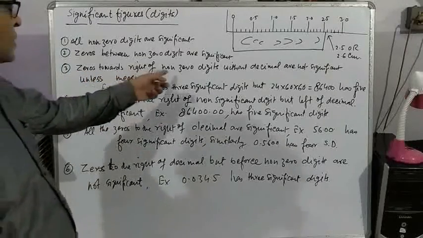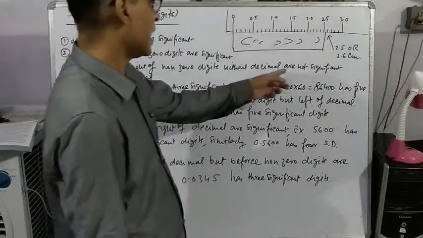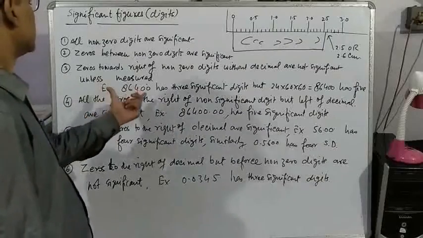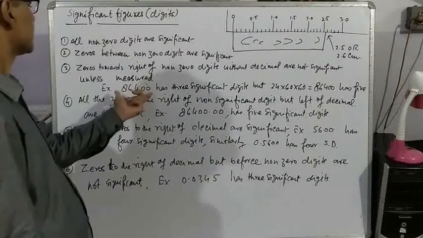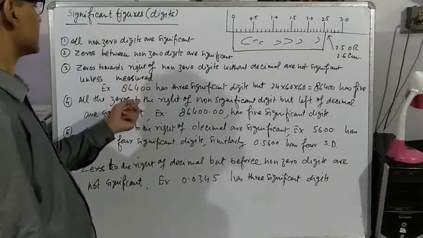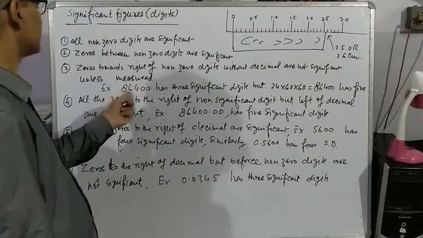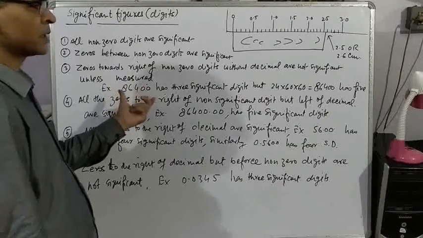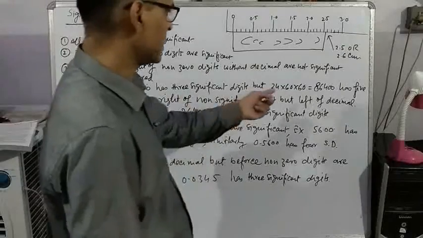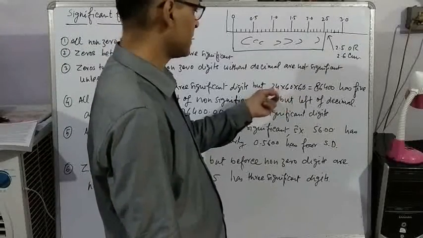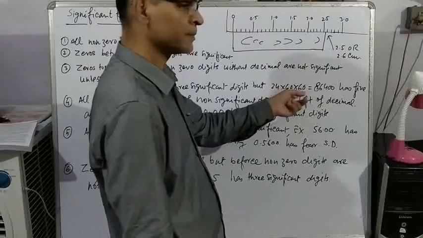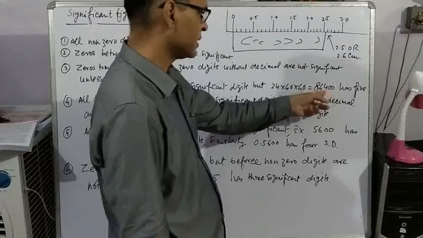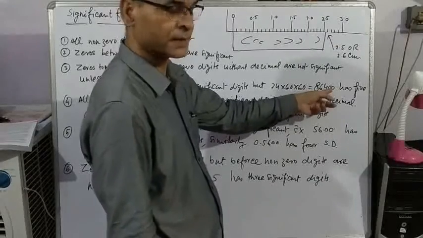Zeros towards the right of non-zero digits without decimal are not significant unless measured. In this value, these two zeros are not significant. So it has only 3 significant figures. But if this value comes out by some measurement, you have taken some measurement and then you are doing calculation, and in calculation you are getting this value, then in that condition these two zeros are considered significant.